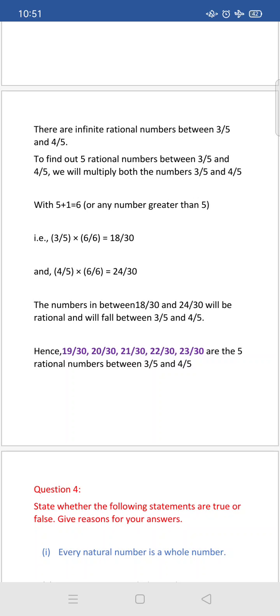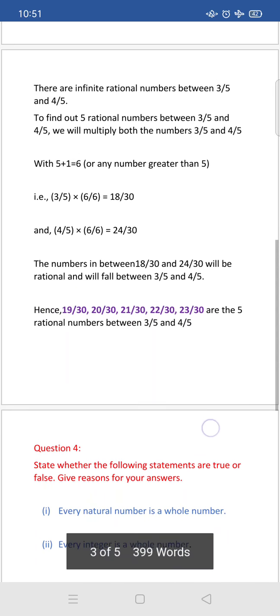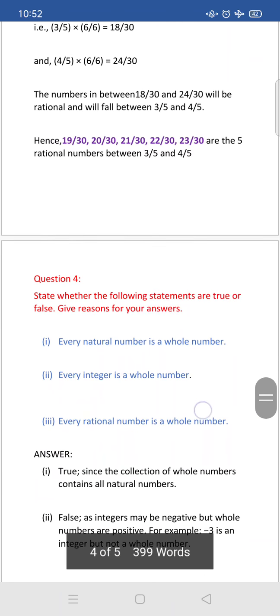Now just like we solved the previous problem, the same procedure you have to do. Just go on changing the numerators. So you are getting all 5 rational numbers in between 3 by 5 and 4 by 5. 19 by 30, 20 by 30, 21 by 30, 22 by 30 and 23 by 30 are the 5 rational numbers between 3 by 5 and 4 by 5.